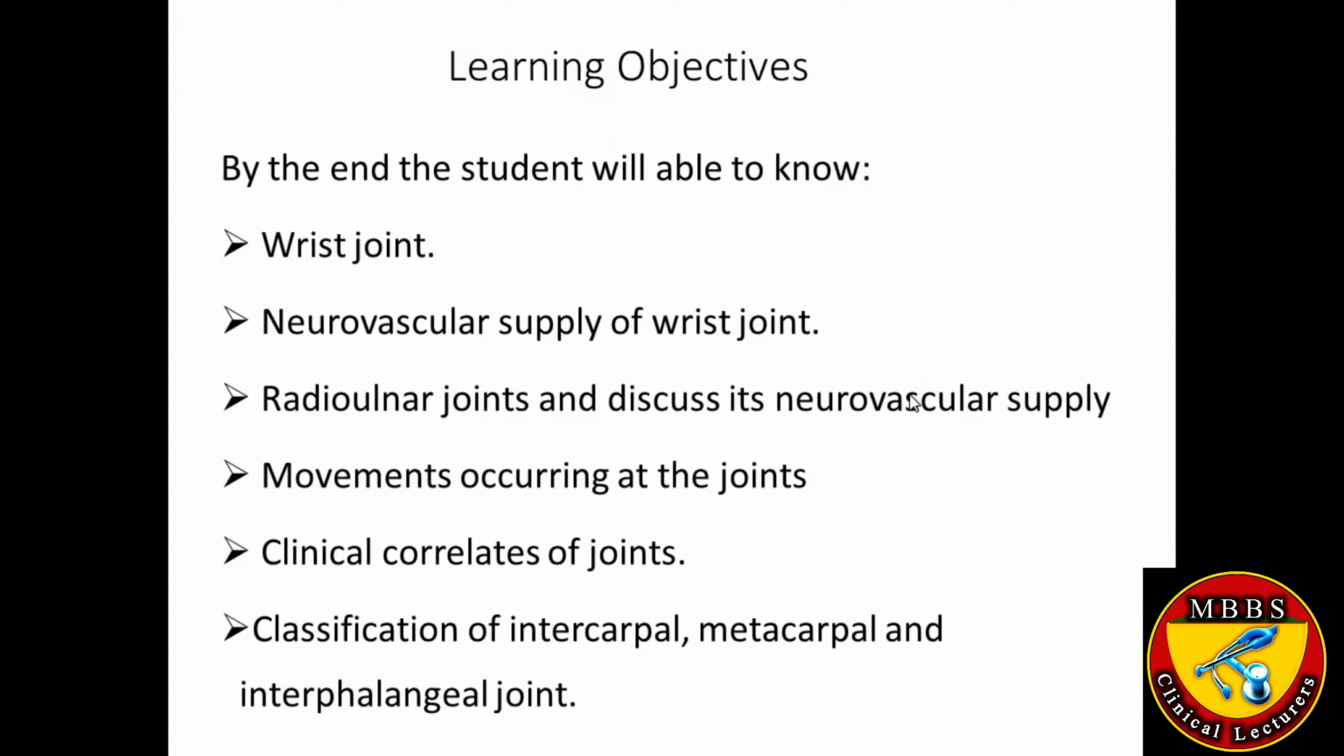Objective: by the end, the student should be able to know the wrist joint and its neurovascular supply, the radioulnar joint and discuss its neurovascular supply, the movements occurring at the joints, the clinical correlates of the joints, and the classification of the intercarpal, metacarpal, and interphalangeal joints.